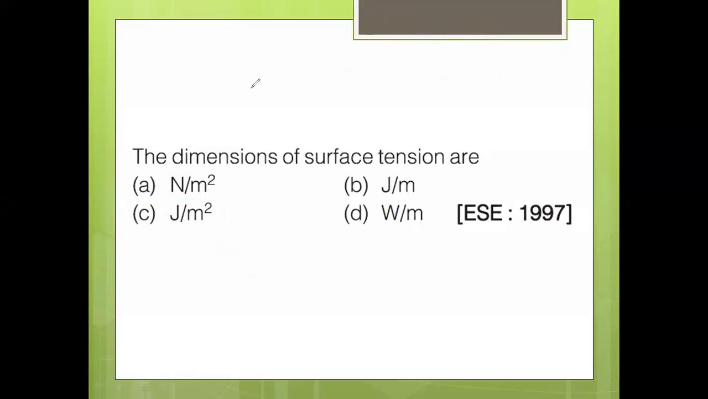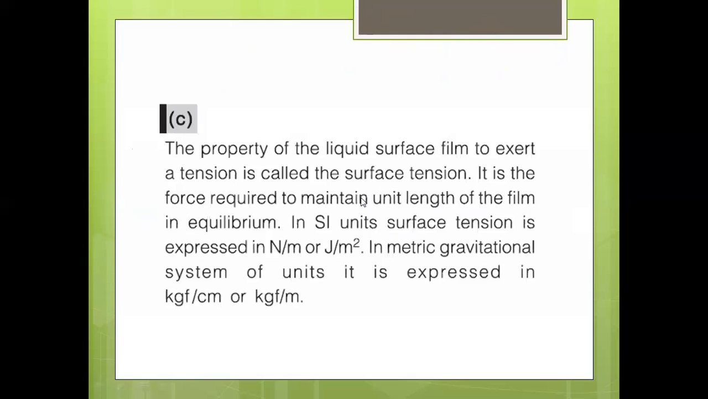So let us see it. So this is the explanation for this. It is not necessary to read all these things. From here you can read that in SI unit the surface tension is expressed in Newton per meter or joule per meter square. If we just remember this unit, then from it we can derive the other unit, as we did just now, right?